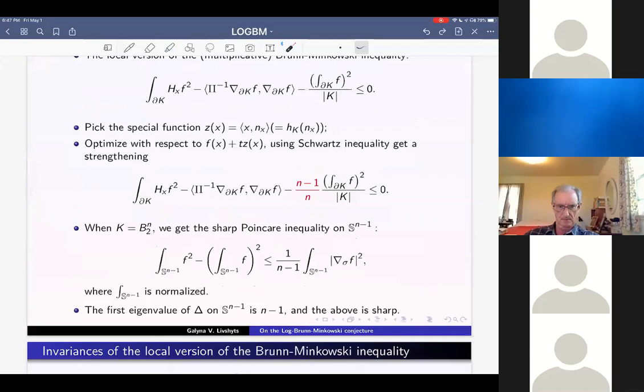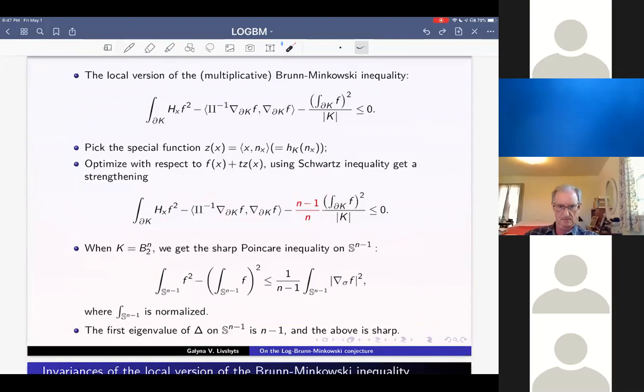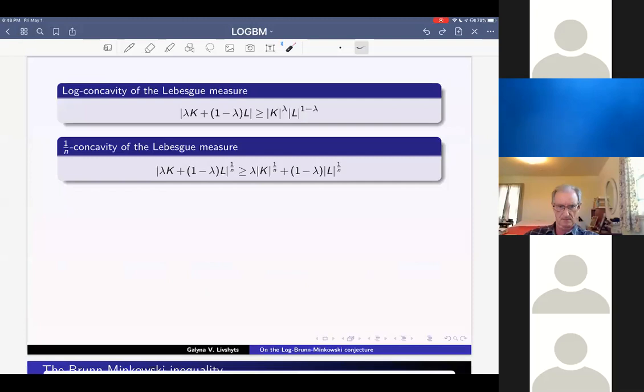Note, by the way, and of course, one thing I didn't write here, but this new version is the local version of the 1 over n power of the volume of K, which is the Brunn-Minkowski inequality that I mentioned earlier. Let me even go back to this. So the second expression is the local version of this inequality, whereas the first expression is the local version of this inequality. Go back to the place where I was.